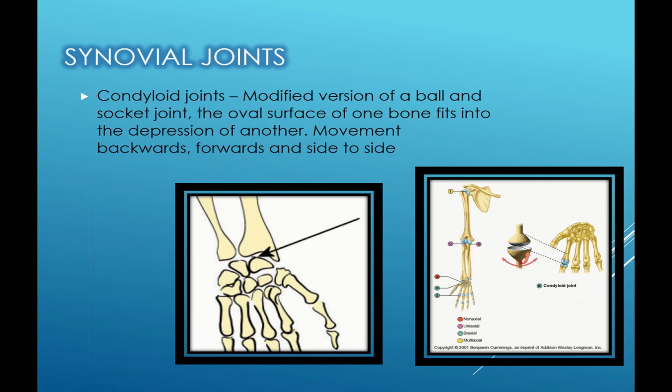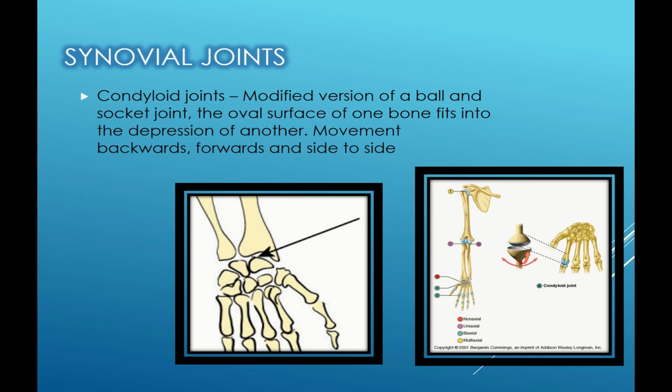The fourth synovial joint is what's known as a condyloid joint. This is also known as an ellipsoid joint, depending on the textbook that you're reading, but for the purposes of our examination, we will refer to it as a condyloid joint. Now, this is just simply a modified version of the ball and socket joint, so we do get quite a bit of movement at this joint, however not near as much as the ball and socket joint, because we have the depression of one bone which fits into the oval surface of another.